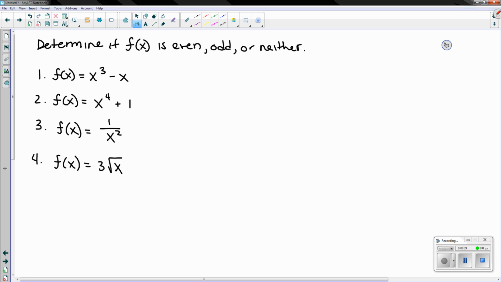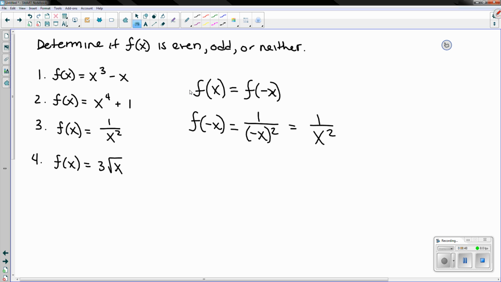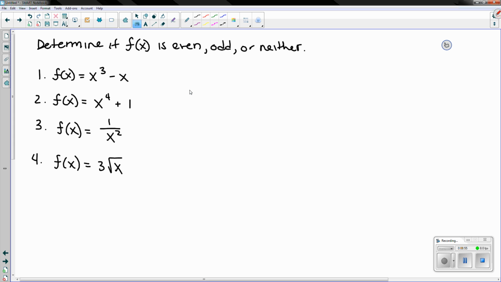Number 3, we have f of x equals 1 over x squared. When we graph, we're going to check to see if it's even based on the visual. So we want to see, is this true? So we have to find f of negative x, because we already know what f of x is defined for us. So we make a substitution of negative x in for x, and through the simplification, we can see that we get 1 over x squared, which is indeed equal to the original function f of x, and therefore this is an even function.